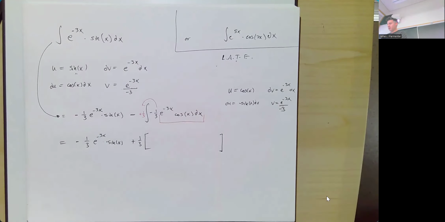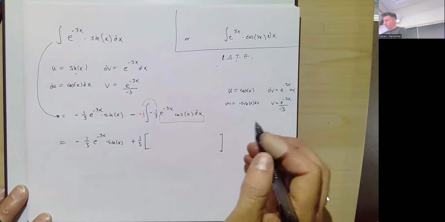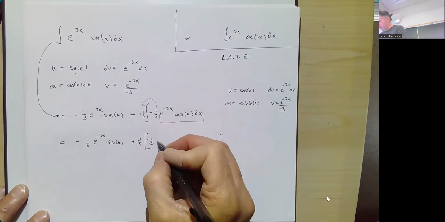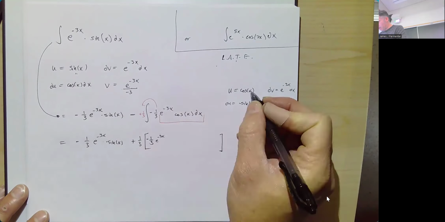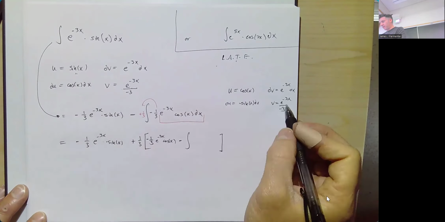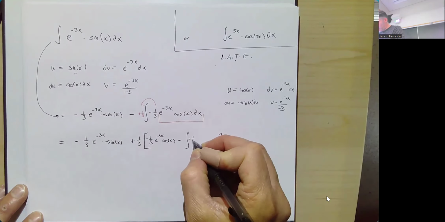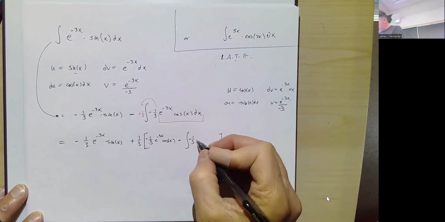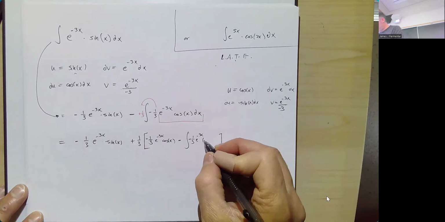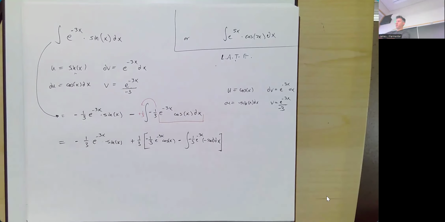So then all that goes into our ultraviolet super voodoo, and we get -1/3 times e to the -3x times cosine of x. There's my u times v minus the integral of v times du. So it's going to be -1/3 e to the -3x times negative sine of x dx.